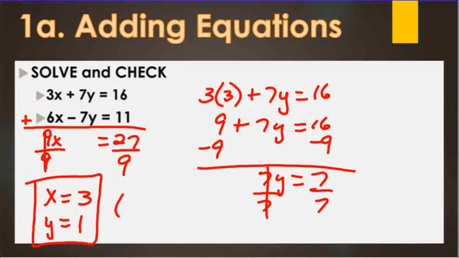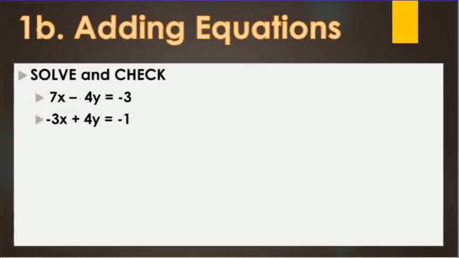You could have also put your answer as an ordered pair, so then you would write it as 3, 1. That's up to you how you want to write it. Just make sure if you put it as an ordered pair, you put them in the right order. Try a second one.